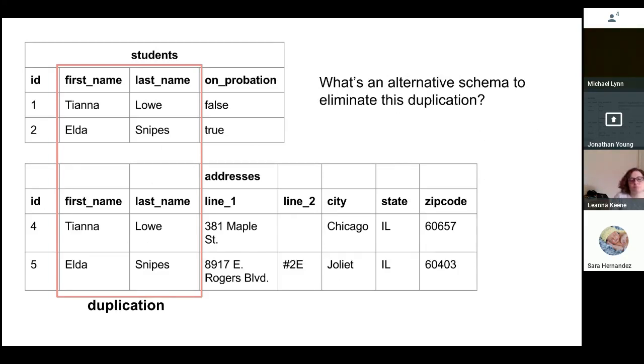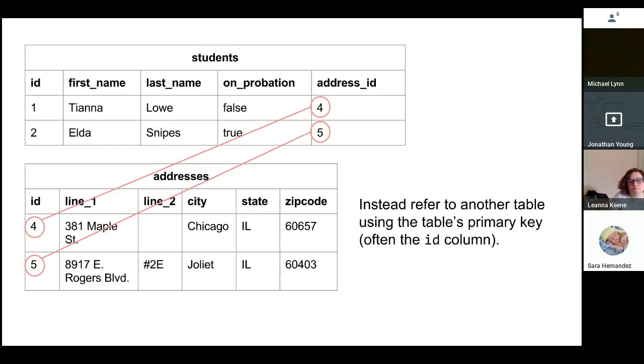So an alternative to eliminate this duplication is what's called using a foreign key. Inside of this students table, I've added a column called address ID. This address ID is just a number, and it connects with the ID numbers on another table, the addresses. So all I have to do is update it one time here on the students table, and I don't have to keep track of that duplicate information. Again, I'm doing what's called a foreign key.